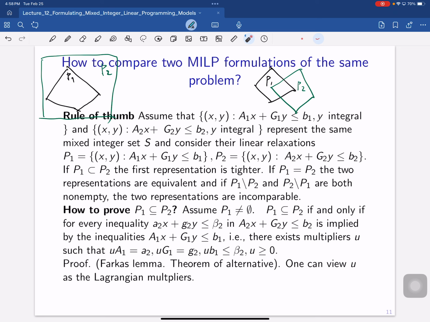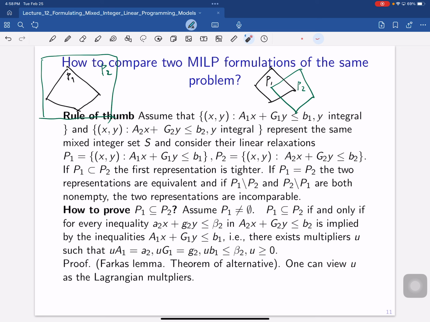But now since we have this half-space representation, the other way to think about this is that if P1 is contained in P2, then P1 is so-called more constrained than P2. So when P1 is a subset of P2, you can argue that P1 is more constrained than P2. Or in other words, every constraint in P2 is implied by the constraints in P1.